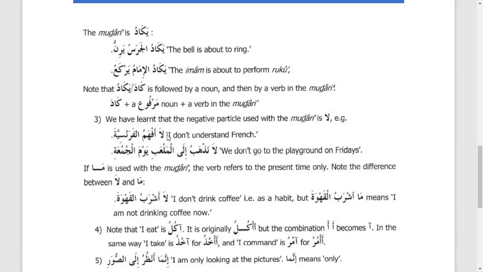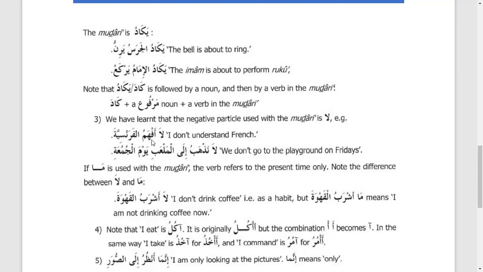All right, so we have already learned that la is used to negate the mudari. If you want to use the negative form in mudari, we use la. For example, la afhamul franciyata, I do not understand French. This is like a fact that you are talking about, that you don't understand French. This one is called Nafia.